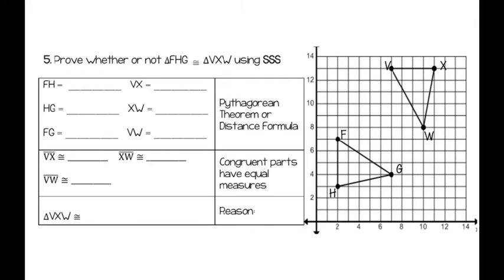Okay, number 5, it says prove whether or not triangle FHG is congruent to triangle VXW using side, side, side. So I'm going to need to find all 3 sides. I'm not given anything except for the diagram, and so as far as writing out what's given, I don't really have anything. I am told that I'm going to be using Pythagorean theorem or distance formula, and so I know how to do that.